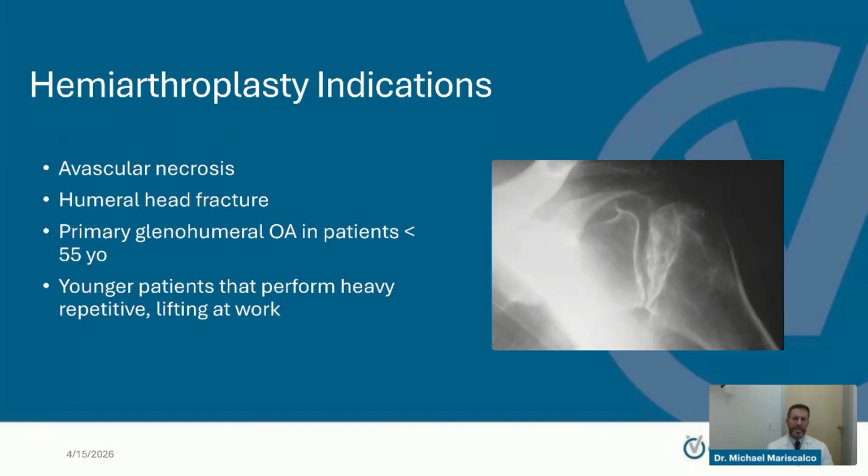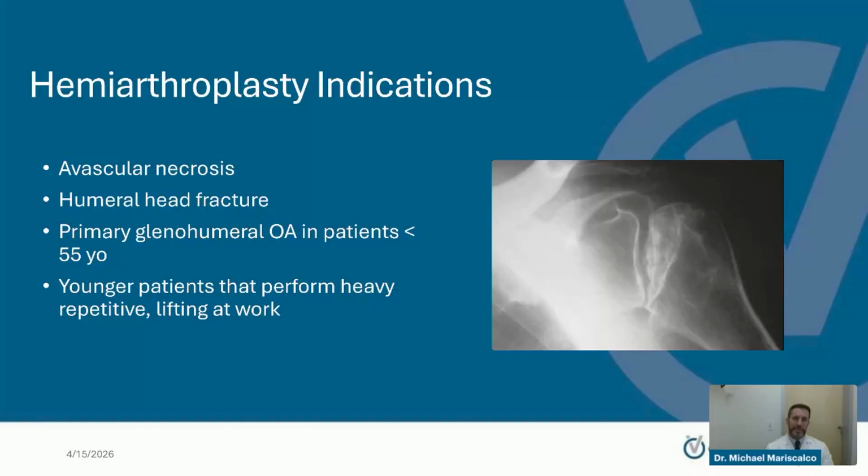So hemiarthroplasty or partial shoulder replacement indications. Avascular necrosis is when the blood supply to the ball gets disrupted, and this picture on the right shows the head of the ball being no longer spherical. So when the head loses its sphericity, it collapses, and this is an X-ray of an advanced type of avascular necrosis. Humeral head fracture, fracture and break are synonyms. So, someone who sustains a trauma to the shoulder could be considered a candidate for this.